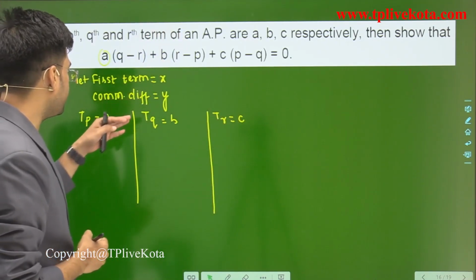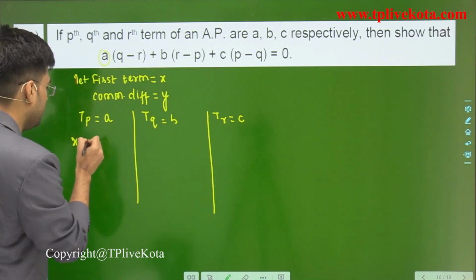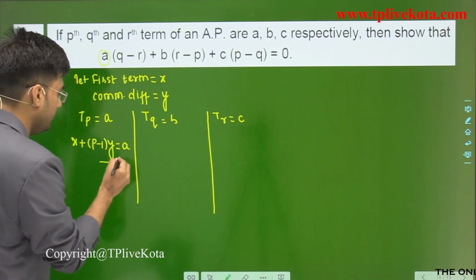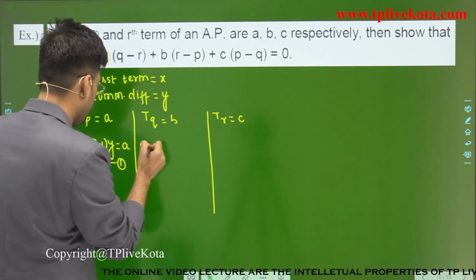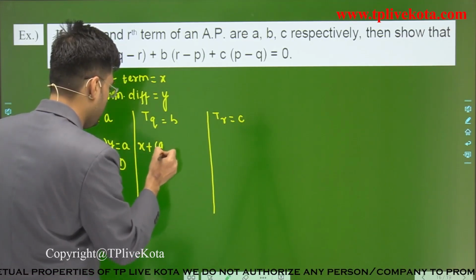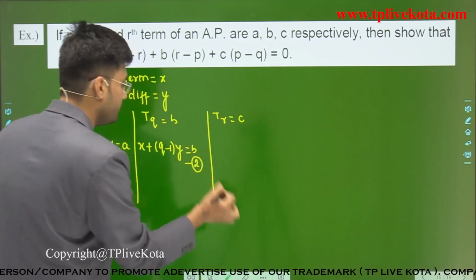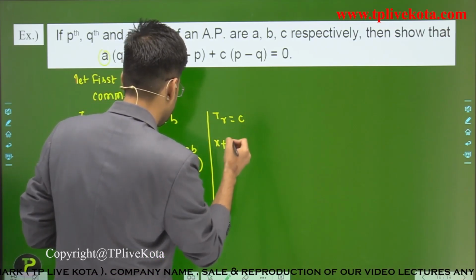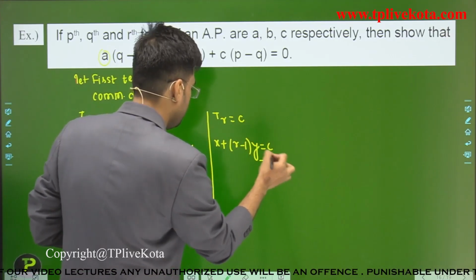If the first term is x and the common difference is y, then what is TP? It is x plus (P minus 1) y is equal to A. This is equation 1. And TQ is what? TQ is x plus (Q minus 1) y, where the common difference is y, is equal to B. This is equation 2. And TR is x plus (R minus 1) y is equal to C. This is equation 3. Clear?